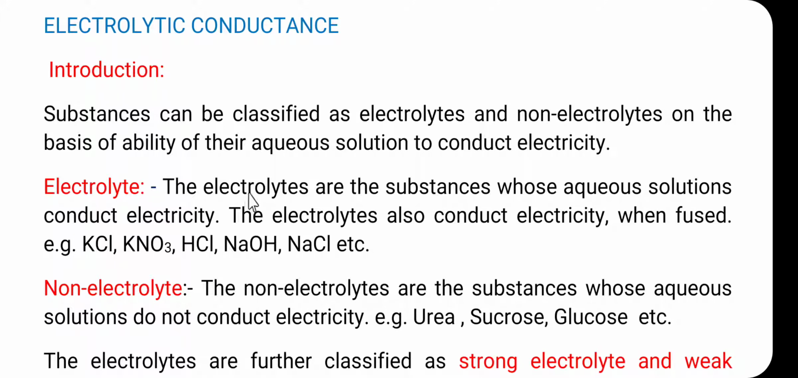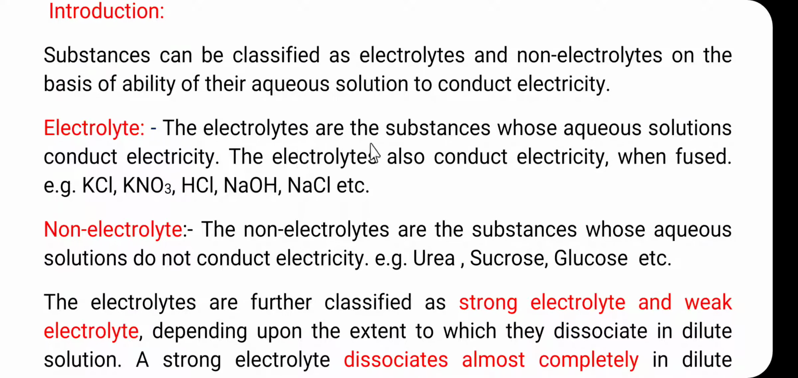The electrolytes are the substances whose aqueous solution conducts the electricity. Or we can say that electrolytes also conduct electricity when they fuse or when they melt. Such substances are called the electrolytes. Their aqueous solution or their fused liquid conducts the electricity. Examples of electrolytes are KCl, potassium chloride, potassium nitrate, HCl, NaOH, sodium chloride. These are the examples of the electrolyte.